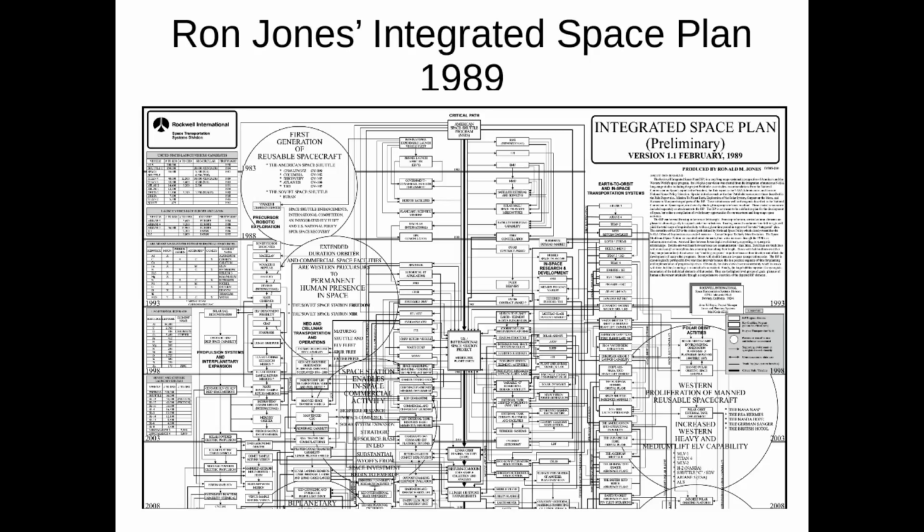Here's the top portion of Ron Jones' 1989 Integrated Space Plan. At the top, you see critical path, and then going down in time for the next 100 years of space development. This is linked to related side categories that allowed this to happen.